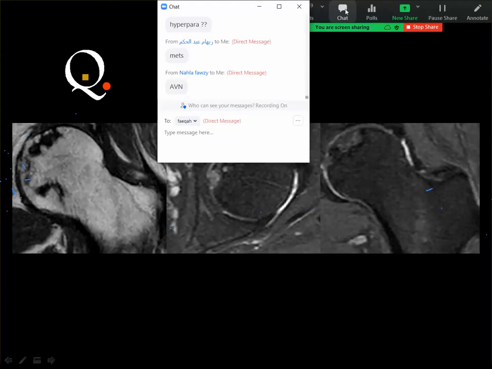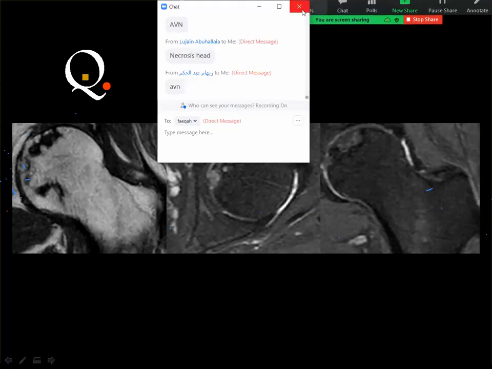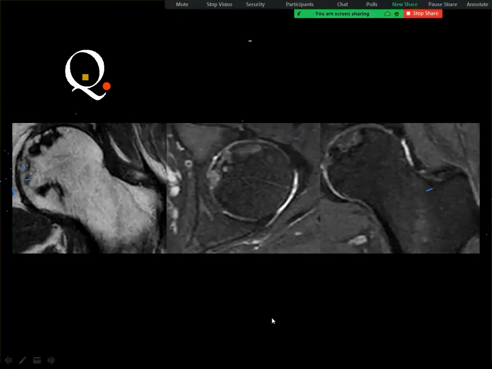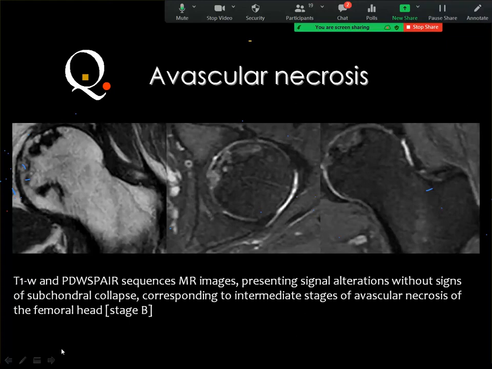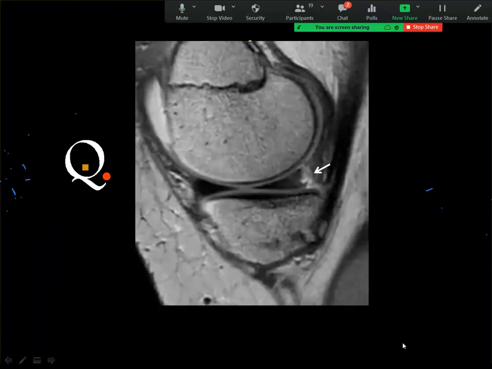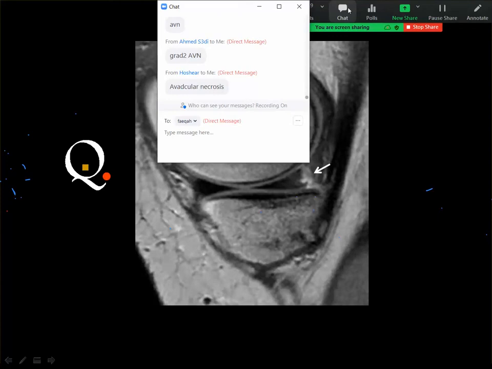Avascular necrosis, Nahla, yes, this is the right answer. And Reham also, this is avascular necrosis of the femoral head. And you got an abnormal lesion in the subcortical area of the femur. And if you look carefully, this is fluid signal, low in T1, high in STIR, denoting stage B of avascular necrosis. And this is also an easy question.